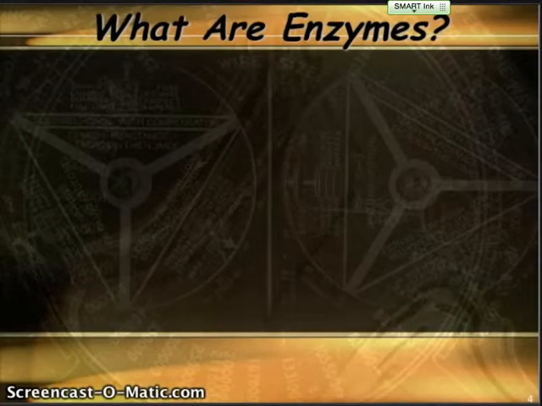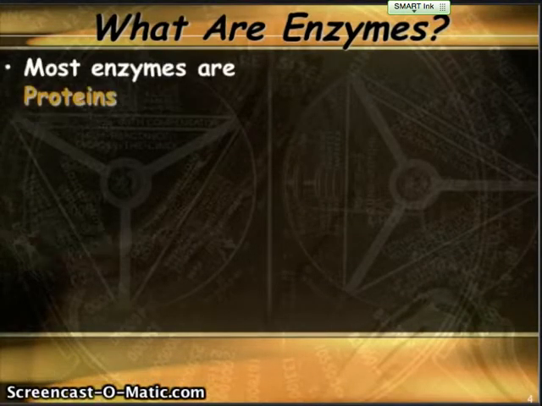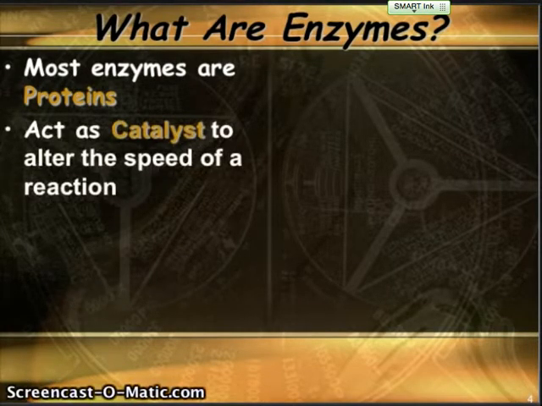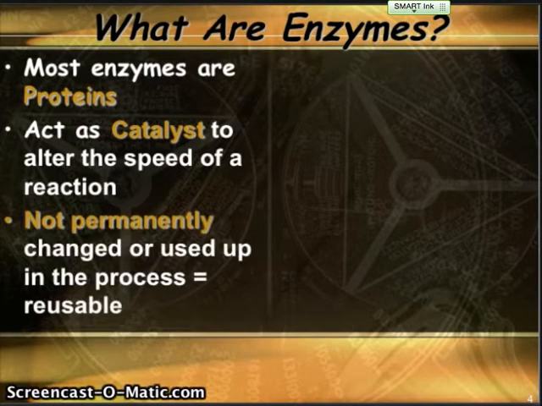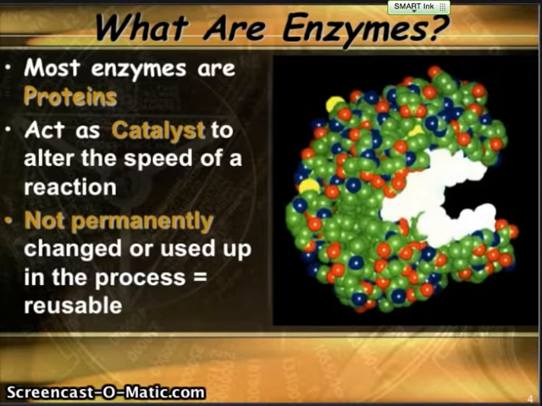What are enzymes? Most enzymes are proteins. They act as catalysts to alter the speed of a reaction. They are not permanently changed or used up in the process, and therefore they are reusable. Enzymes are a specific shape. So we can see here a protein molecule that is in fact an enzyme.